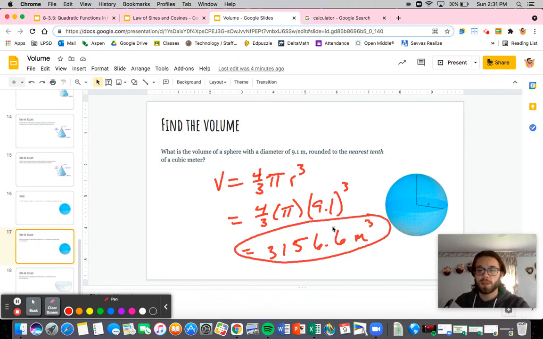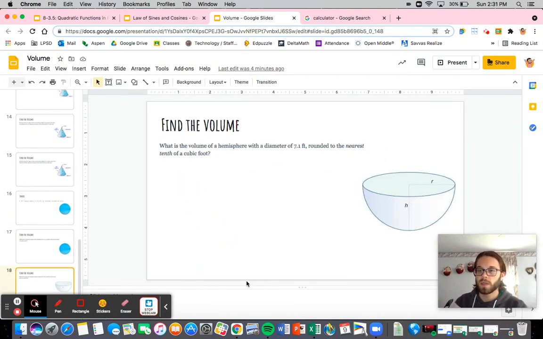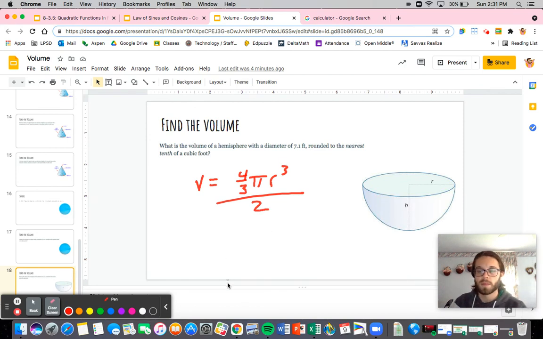So again, all you're doing with these is you're just plugging them into the appropriate formula and doing your best to make sure that you don't accidentally round too soon and it gets simplified wrong. Now, last one, this is something called a hemisphere. So this is when you have half of a sphere, right? So when you have half a sphere, you do the volume formula and then just divide it by 2 at the end. All right. So whatever you get, you're just going to divide it by 2. Now it gives you a diameter of 7.1. So if you do 7.1 divided by 2, that gives you the radius. So the radius here is 3.55.